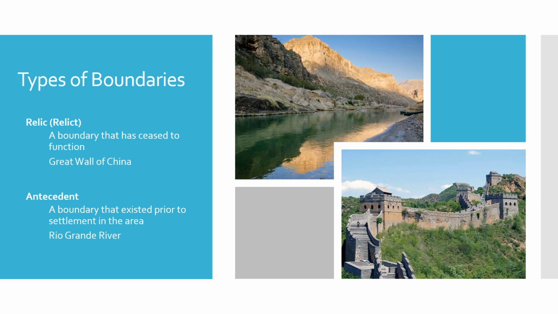An antecedent boundary is a boundary that existed prior to settlement in an area. It's usually a natural feature like the Rio Grande River. So that's basically that boundary. It's more of a natural physical boundary that was there before people came.